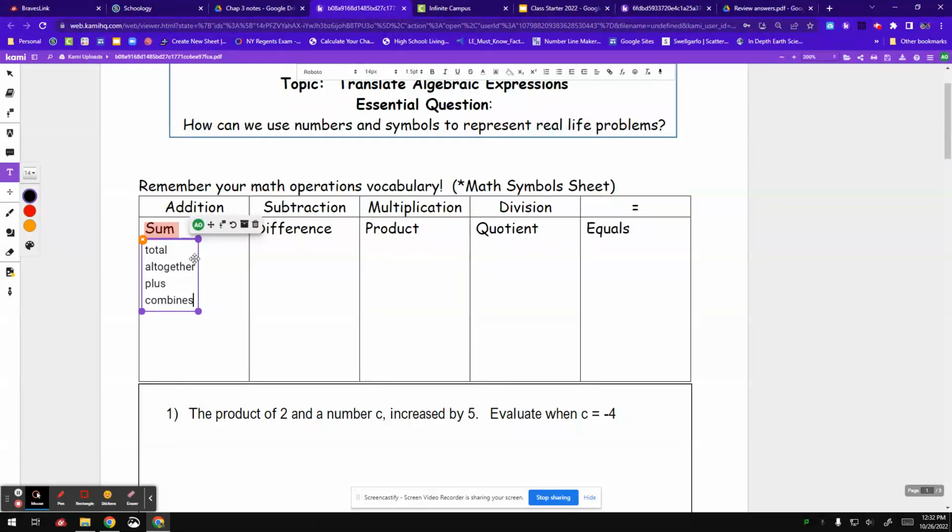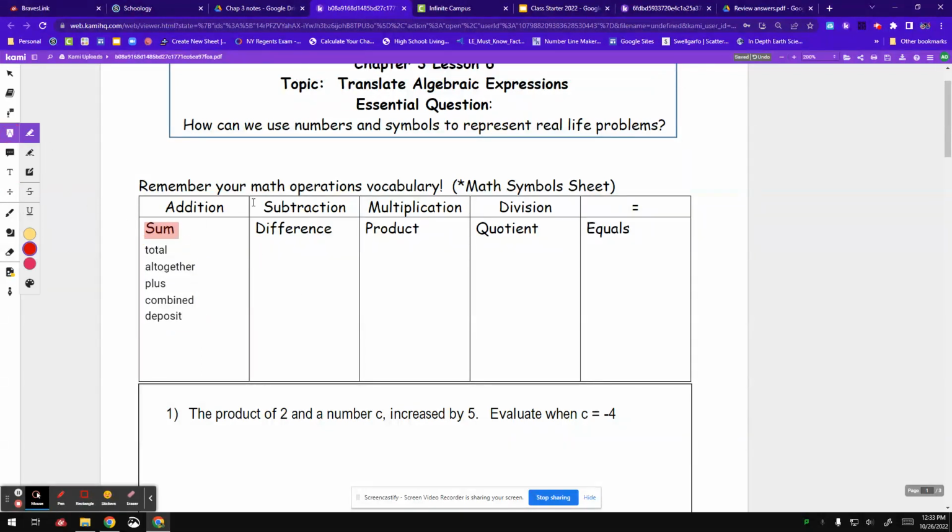Combined. Something you might not think of as a word that means to add, but is, is deposit. So when you deposit money into the bank, you are adding money to your account.